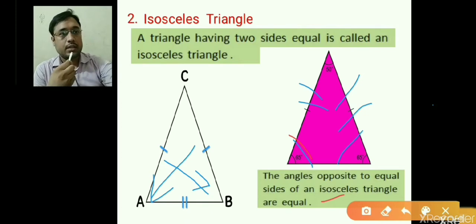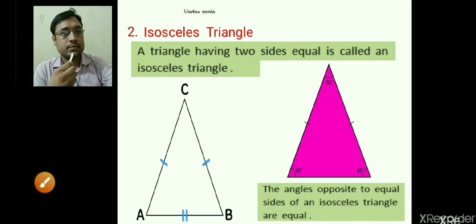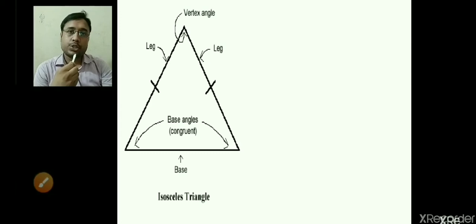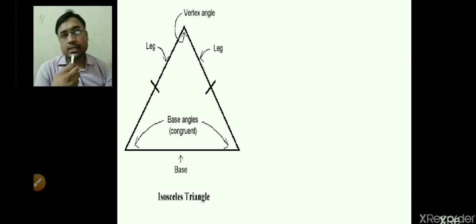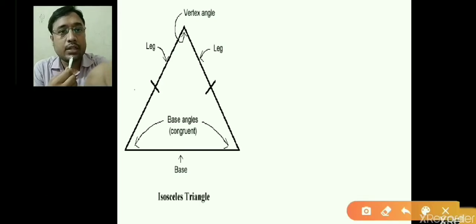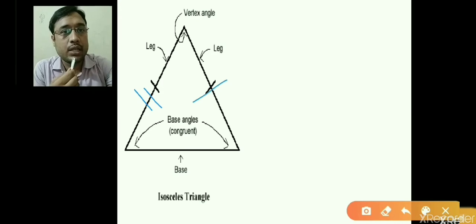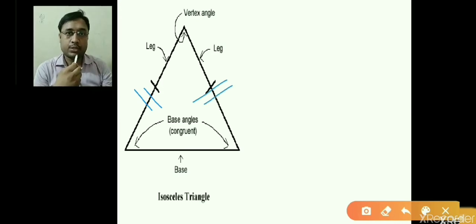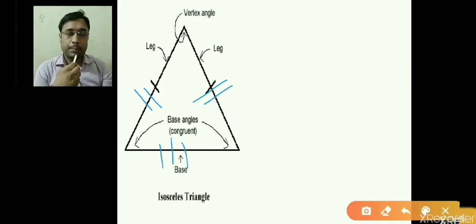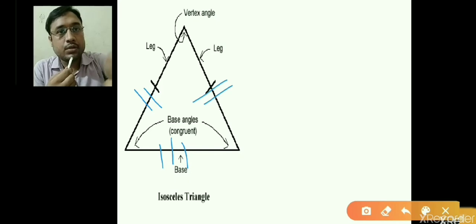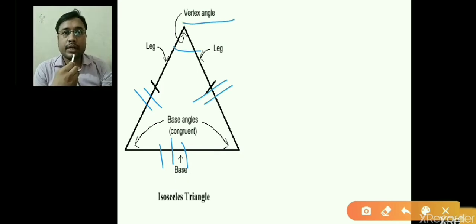Okay. Now next we have this diagram to explain the isosceles triangle. You see the two equal sides. These two equal sides are called the legs of the isosceles triangle, and the third side is known as the base. The angle between the two equal sides is called the vertex angle.